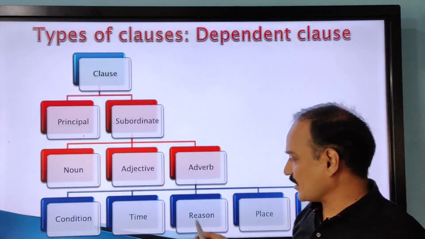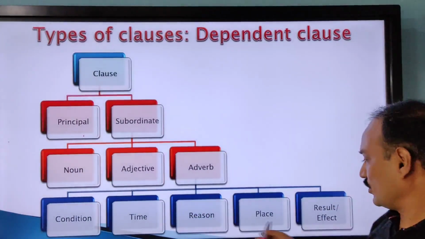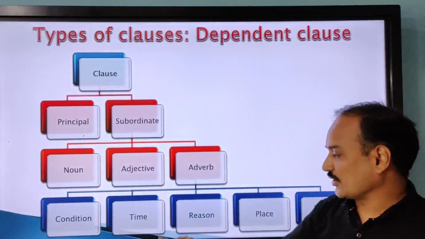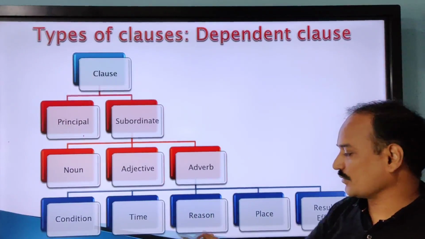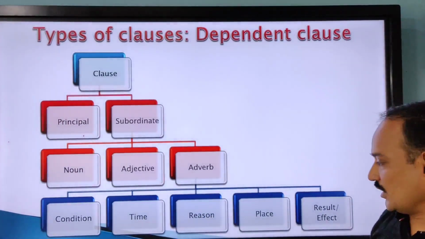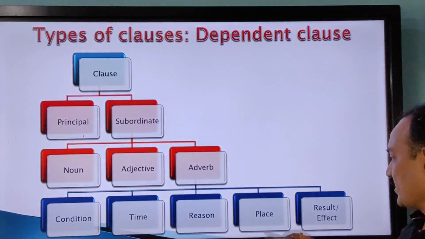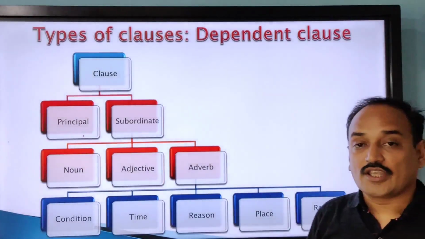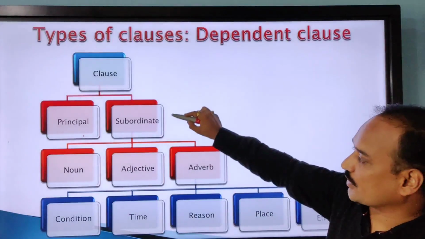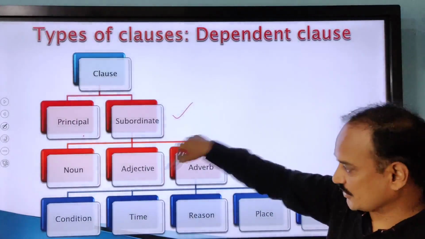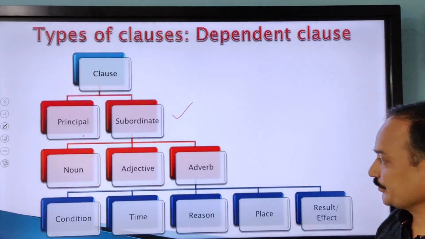Adverb clauses are again divided into these many: conditional clause or conditional adverbial clause, adverb clause of time, adverb clause of reason, adverb clause of place and adverb clause of effect. These are different types. Out of that we have come up to this. Let us talk about the remaining. Come on.